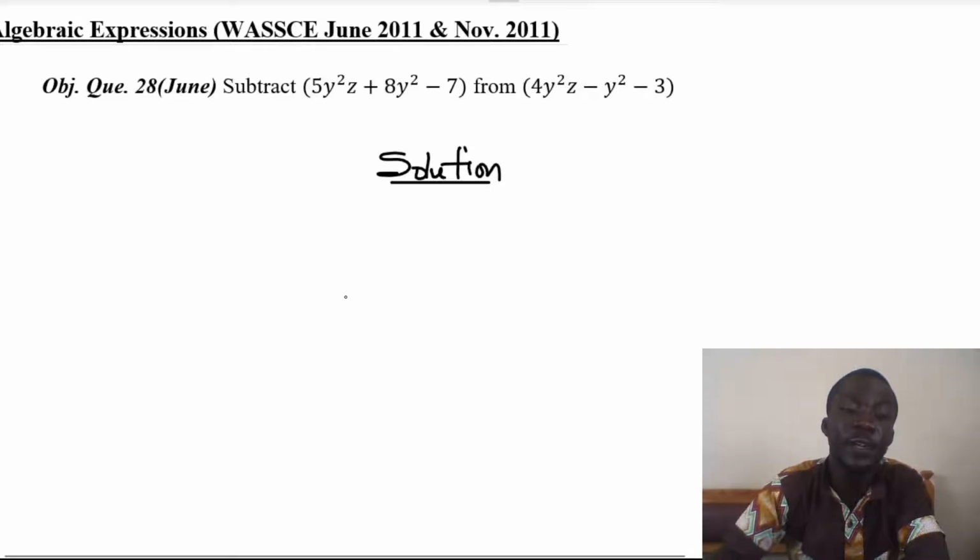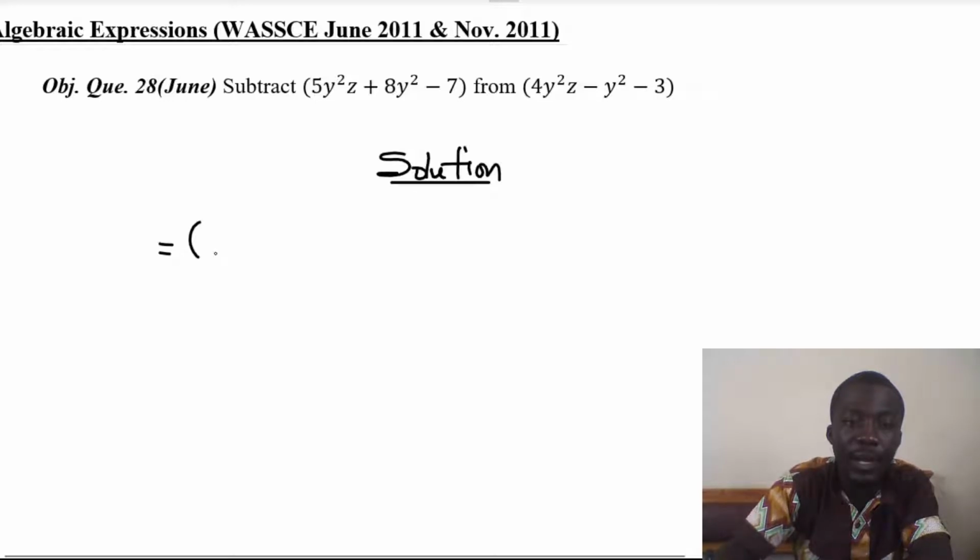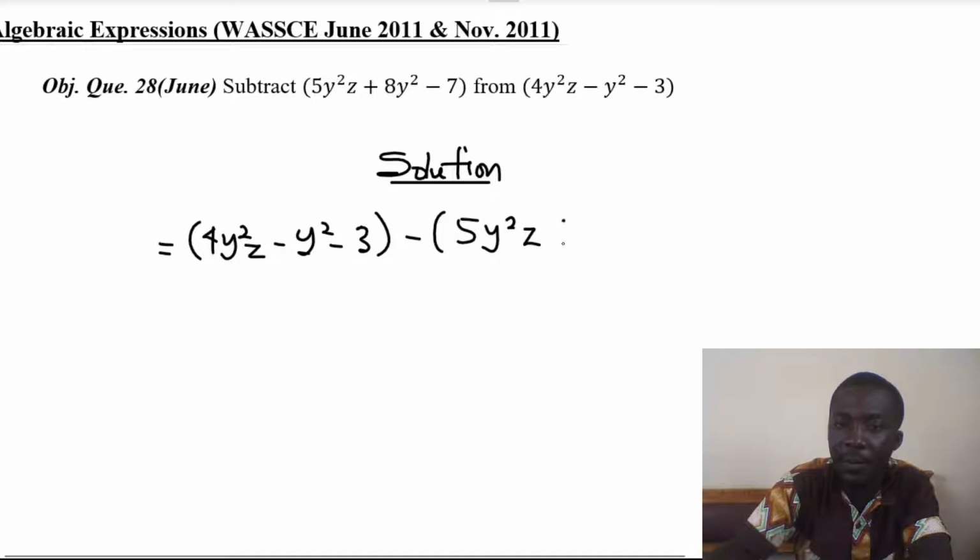In objective question 28, June, we have to subtract 5y squared z plus 8y squared minus 7 from 4y squared z minus y squared minus 3. So we have the bracket 4y squared z minus y squared minus 3. Then we are subtracting 5y squared z plus 8y squared minus 7 from it.